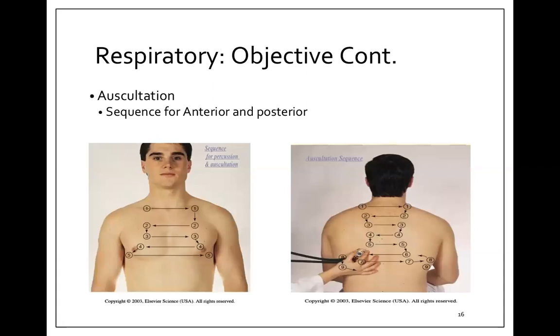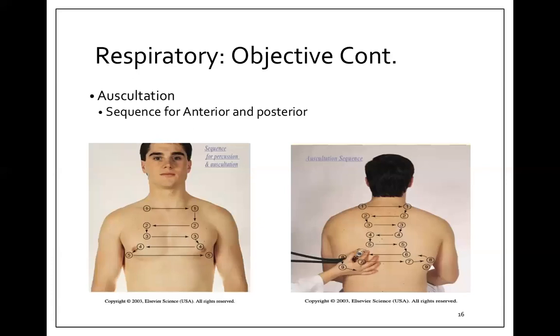Auscultation is the last thing we would do. And this slide indicates how you would place your stethoscope on the chest to listen to lung sounds, both anteriorly and posteriorly. Anteriorly, we start around the clavicle and work down to about the fifth intercostal space using an over-down pattern, which allows us to compare one side to the other. So as you can see in this picture, it's over-down, over-down. And again, starting at the clavicle, working your way down to about the fifth intercostal space.